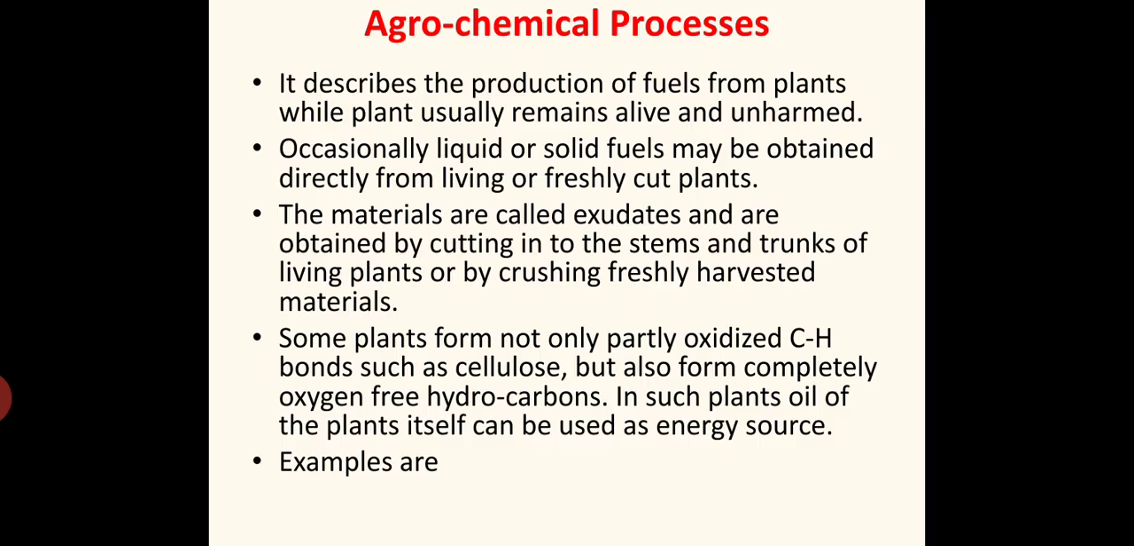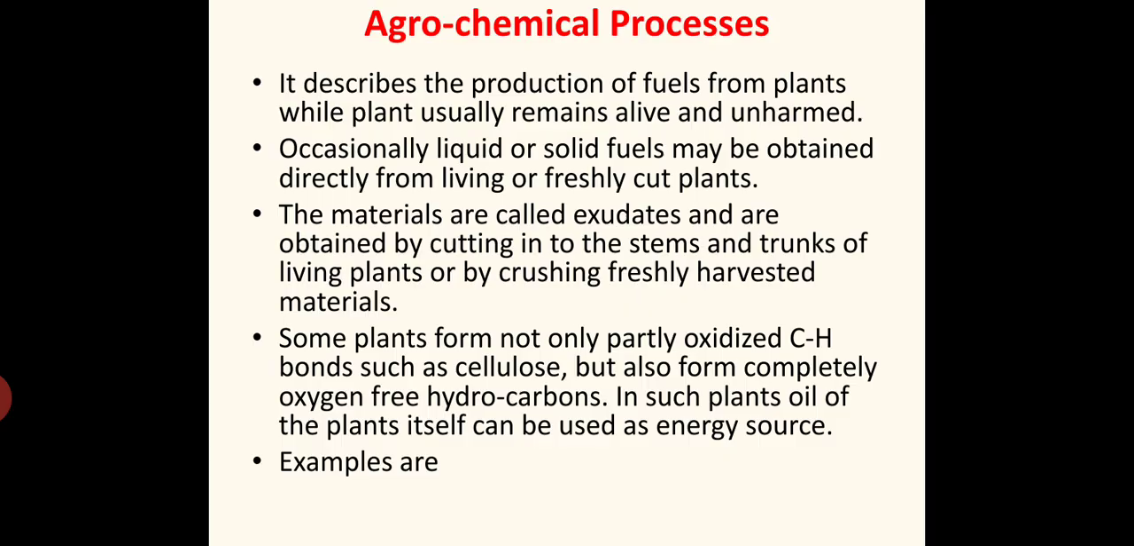The materials are called exudates and are obtained by cutting into the stems and trunks of the living plants or by crushing freshly harvested materials. Some plants form not only partly oxidized carbon-hydrogen bonds such as cellulose, but also form completely oxygen-free hydrocarbons. In such plants, oils of the plants itself can be used as energy sources. So, as I have already told, some plants will directly give oil.